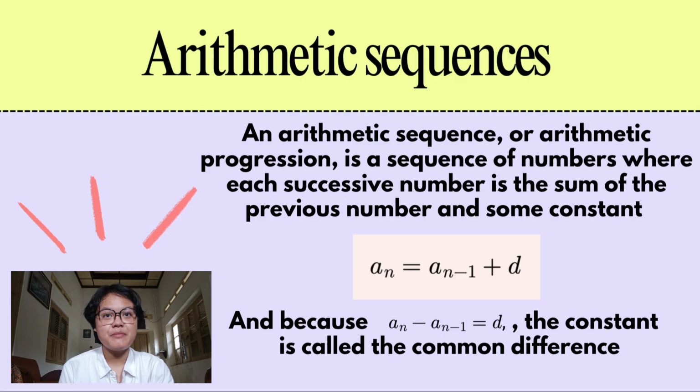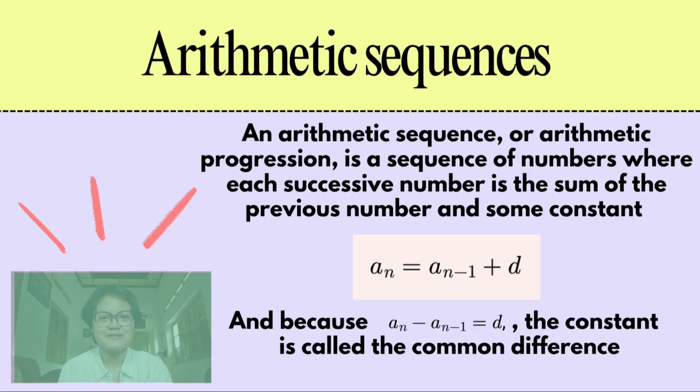Okay, talking about arithmetic sequence. An arithmetic sequence or arithmetic progression is a sequence of numbers where each successive number is the sum of the previous number and some constant, with a sub n equal a sub n minus 1 plus d. And because a sub n minus a sub n minus 1 equals d, the constant is called the common difference.